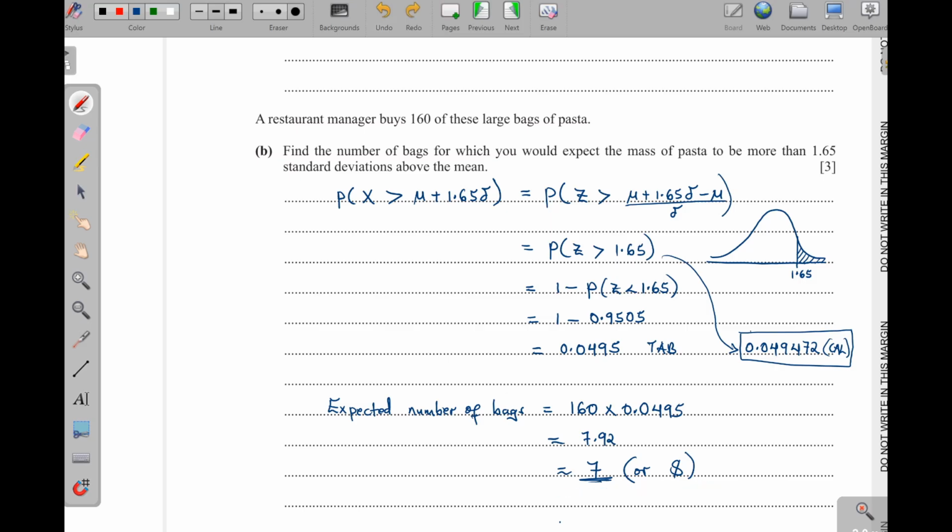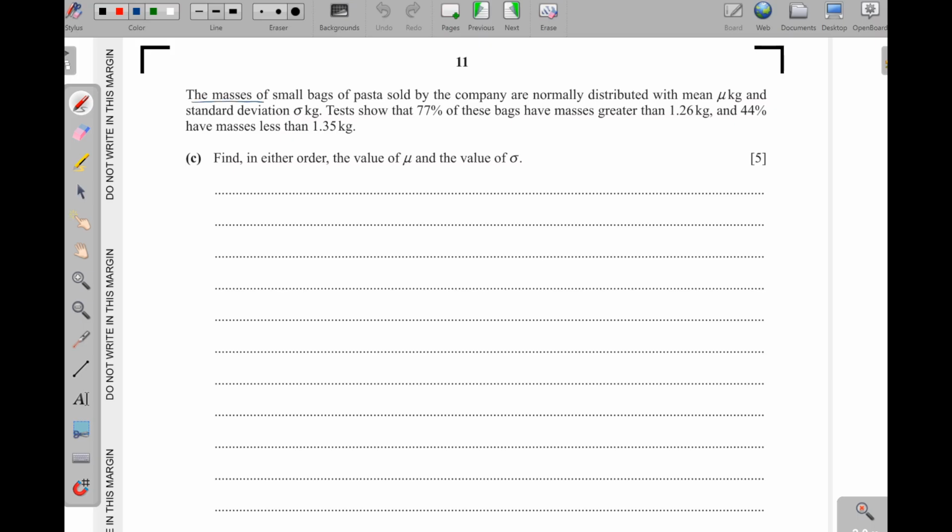You get it? Okay. The masses of small bags of pasta sold by the company are normally distributed with mean mu and standard deviation sigma. Tests show that 77% of these bags have masses greater than 1.26 and 44% of them have masses less than 1.35 kilograms. Part C, find in either order the value of mu and the value of sigma.